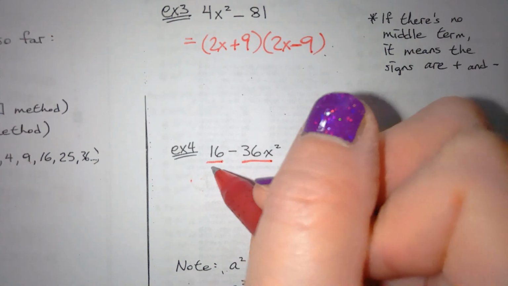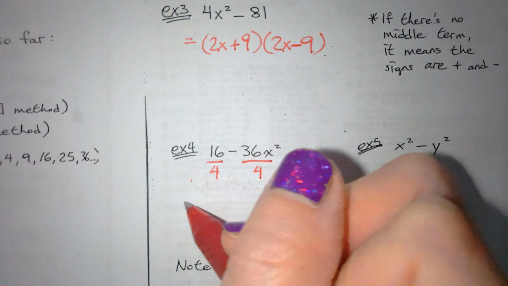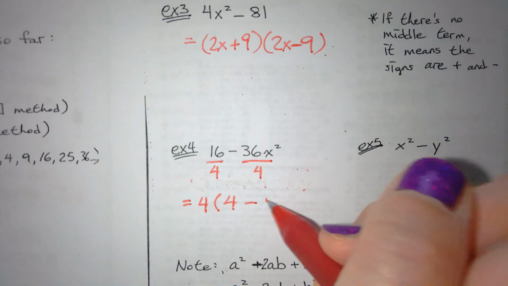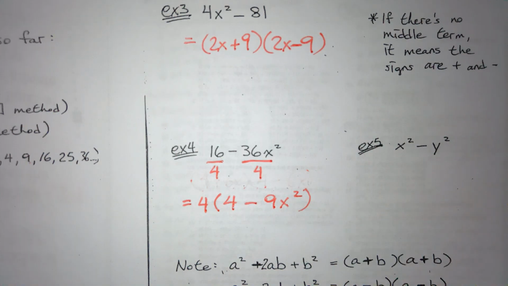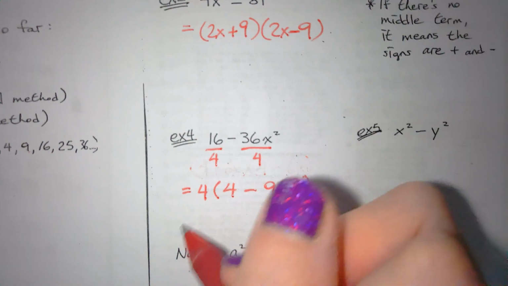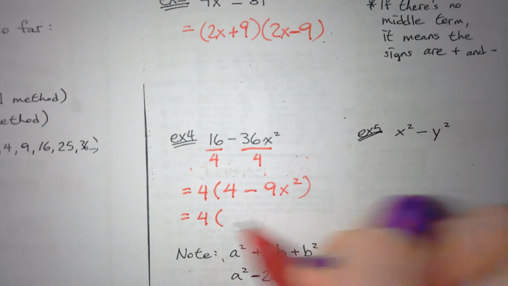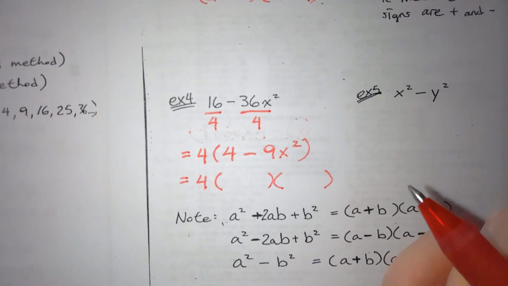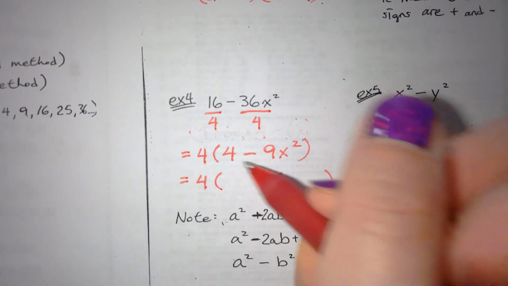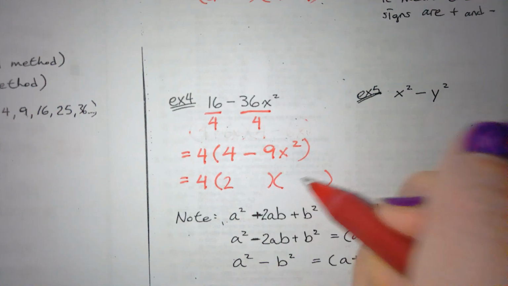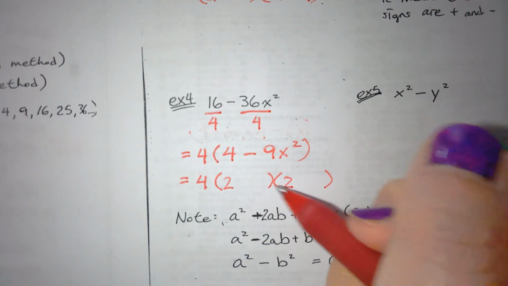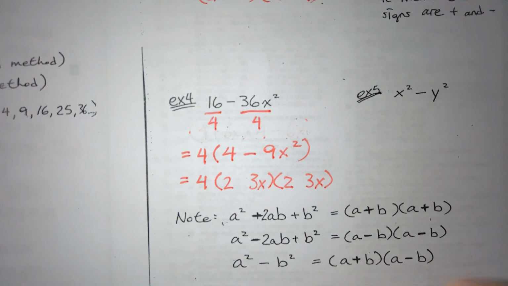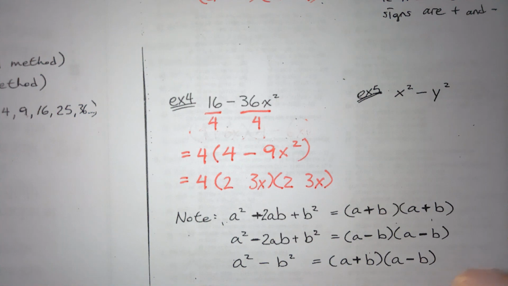4. If it's a perfect square, it will still be a perfect square after you do the common factor. And you'll see that it's still a perfect square. Isn't it interesting how a perfect square will stay a perfect square even after you divide it out? So then for the 4, it's going to be 2 and 2. For the 9x squared, it's going to be 3x and 3x. And since there's no middle term, what are my signs? Plus, minus.